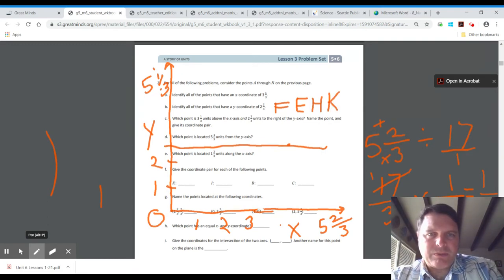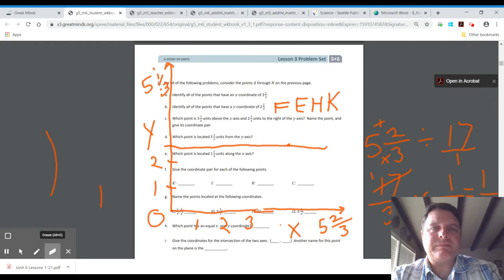Okay, so which point is, okay, this is getting a little more difficult to do. I wonder if I could have had 2 of these going on at the same time with both. So I'm going to erase that, F, E, H, and K.